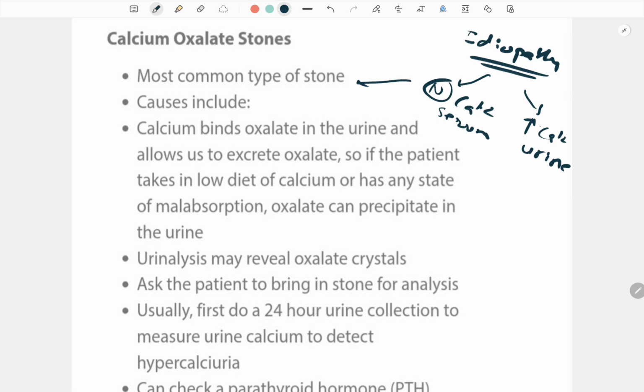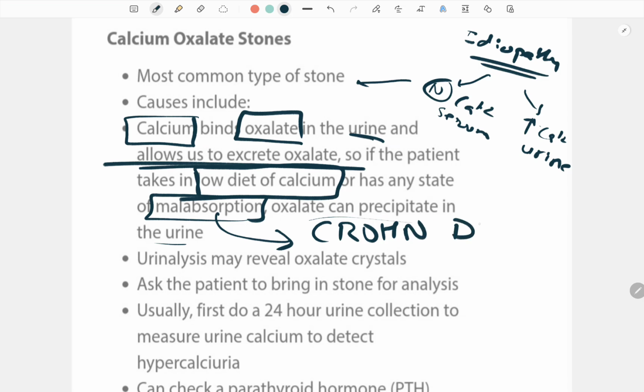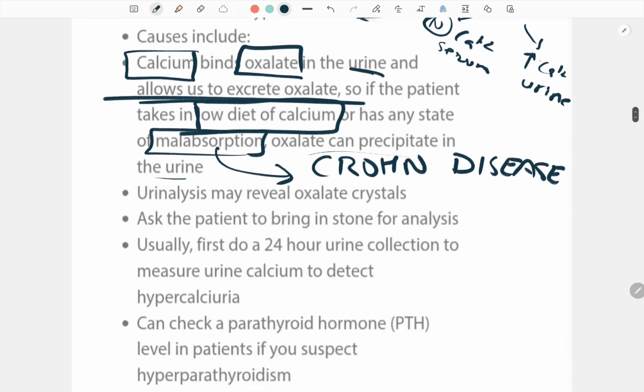Now back to the calcium oxalate stones. The causes may include that calcium binds to the oxalate in the urine and allows us to excrete oxalate. So if the patient is taking a low diet of calcium or has a state of malabsorption, oxalate can precipitate in urine. So what is a malabsorption state? The most common malabsorption disease that can cause the calcium oxalate stone is Crohn's disease.